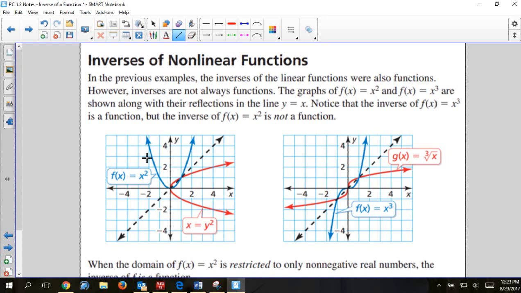Here we've got a quadratic, and we reflect it, and it looks like this. This one's hard to see on your paper because it's not in color. But if you look up here, the blue one is the original, and then the red one is the inverse. Okay, it's reflected over that y = x line. When we talk about functions, we're talking about stuff that passes the vertical line test.